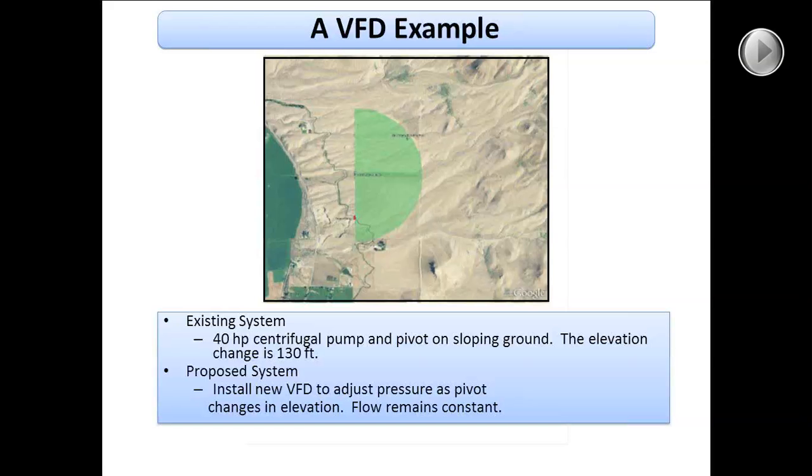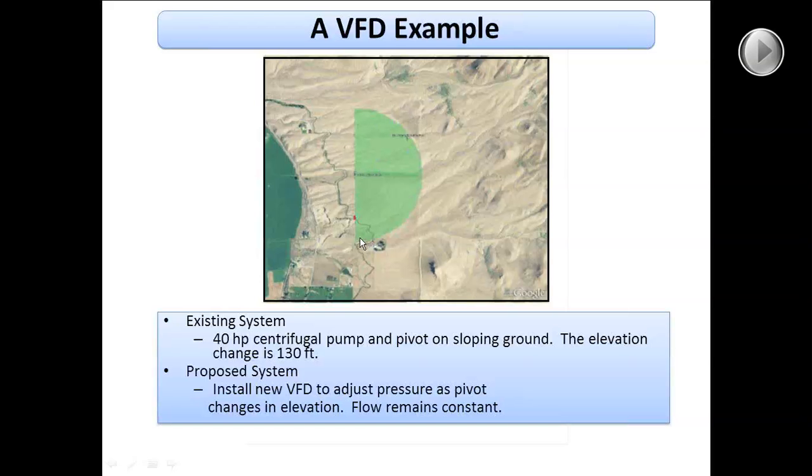In this project, the flow is not going to change at all. It's not like the other scenarios we've discussed. The flow is going to stay constant. You're just pumping that one pivot all the time. When that pivot is facing uphill, you need a higher operating pressure to make it work than you do when it walks around and it's facing downhill.